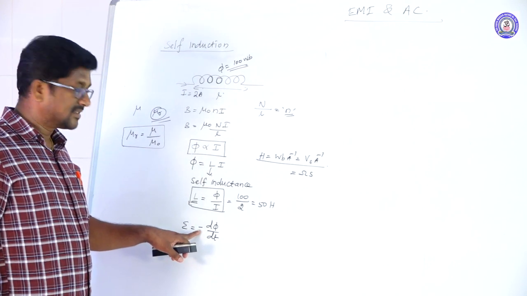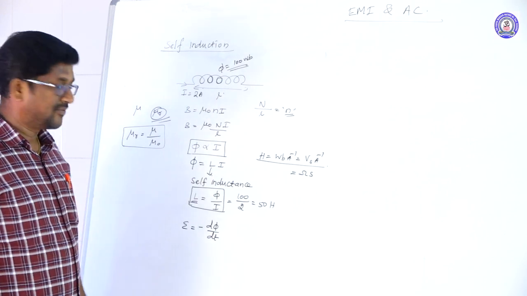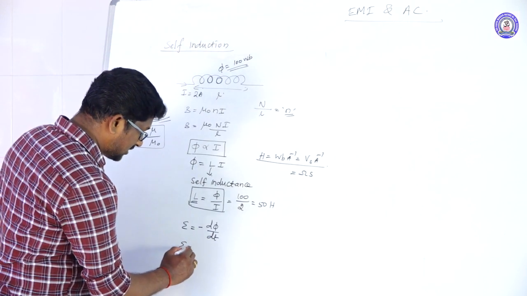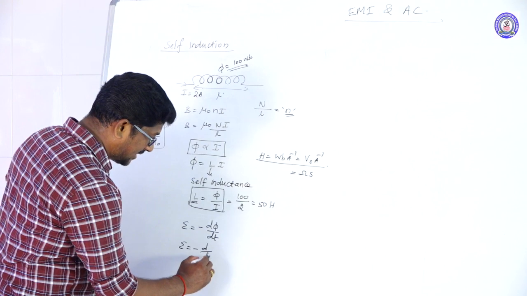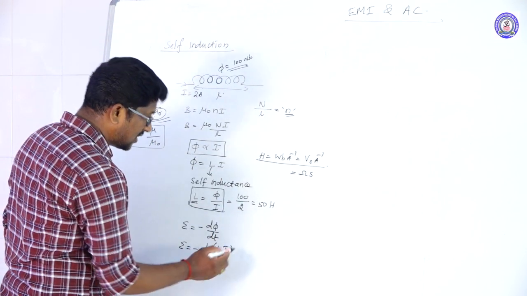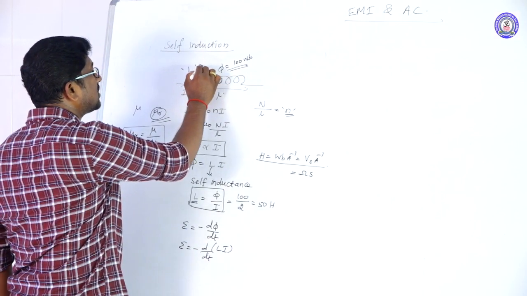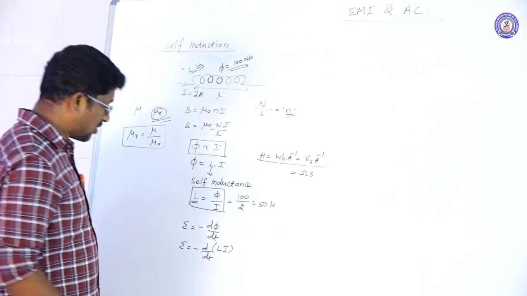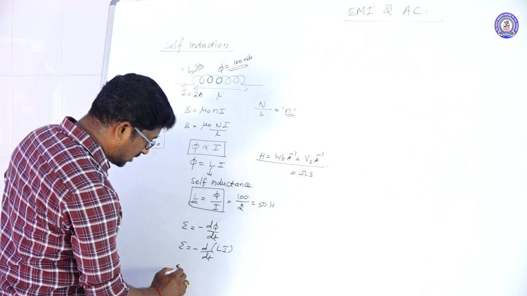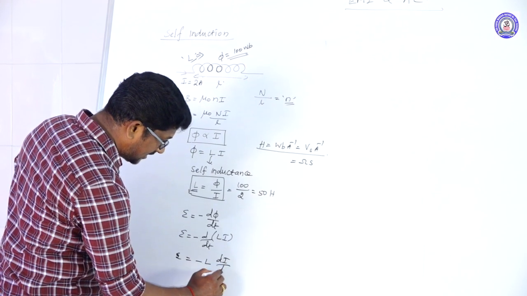The negative sign indicates Lenz's law, and d phi divided by dt is nothing but the rate of change of magnetic flux. And E is equal to minus d divided by dt of flux phi, which is equal to L into I. For a given solenoid, its self-inductance value is constant. So E is equal to minus L into di divided by dt.